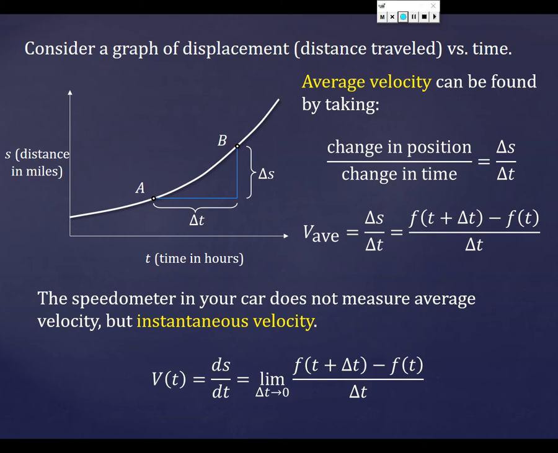So this is us reframing everything we've been talking about for the last week or two in terms of velocity and position. So, good. Notice, of course, that the units come out in this calculation to be what? For this graph in particular? Yeah, miles divided by hours.